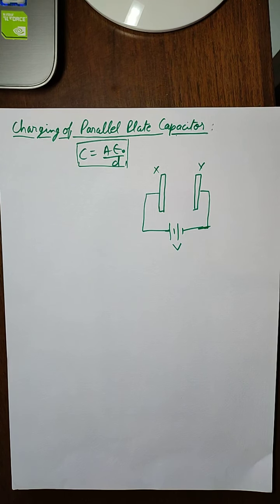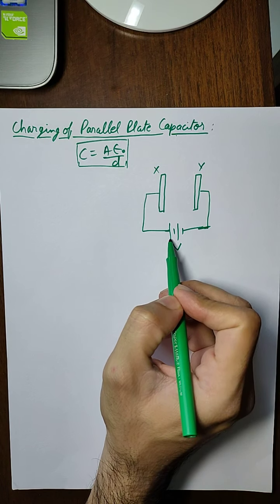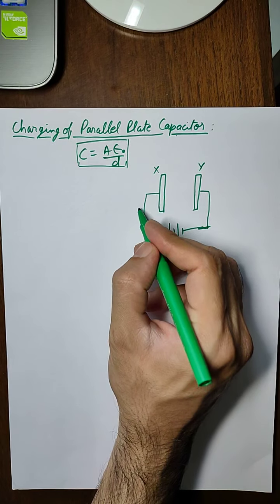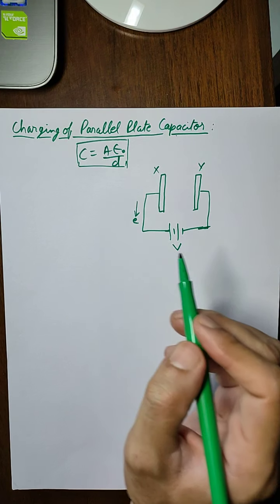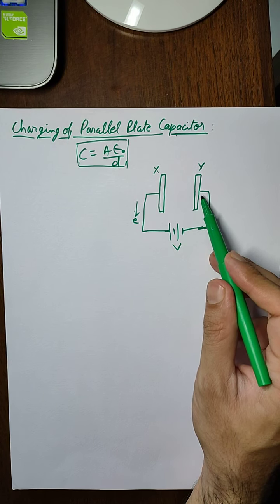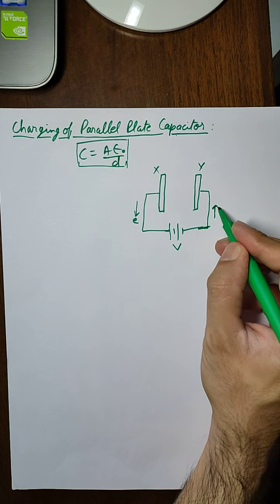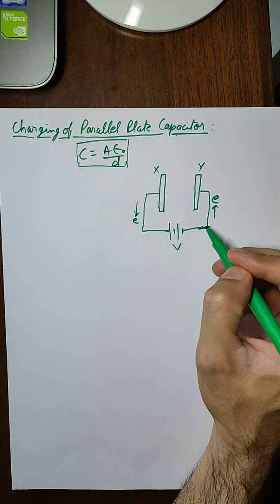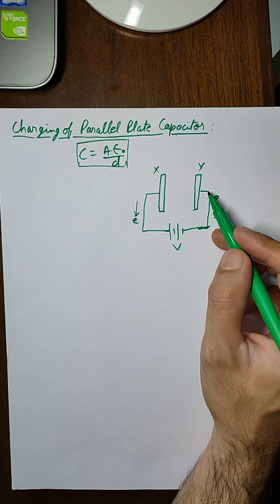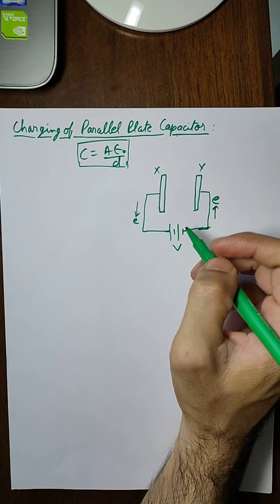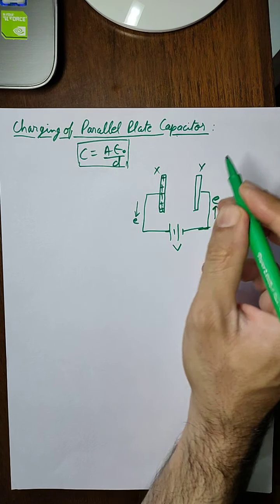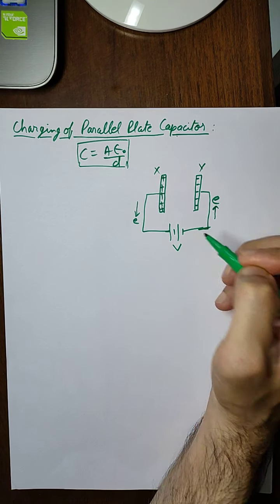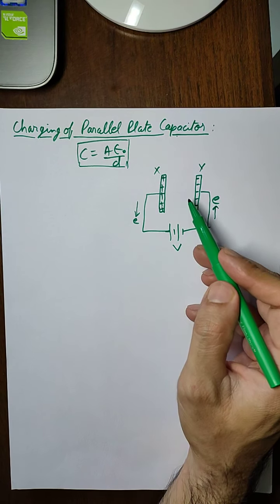As soon as the battery is connected, the electrons from plate X will flow to the positive terminal. The positive terminal of the battery will attract the electrons from this plate, and these same electrons will be supplied to the negative terminal of the battery, which will push them in this direction due to repulsion, and they will accumulate on plate Y. So after connecting the battery, plate X will start developing a positive charge and plate Y will start developing a negative charge.